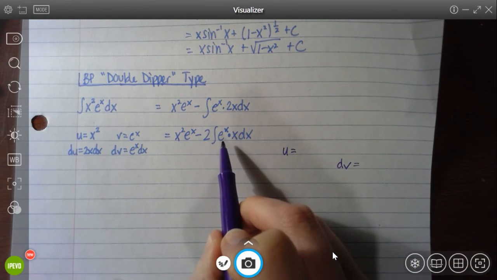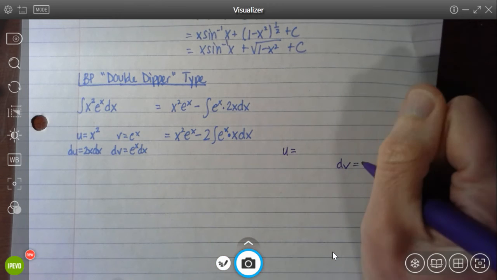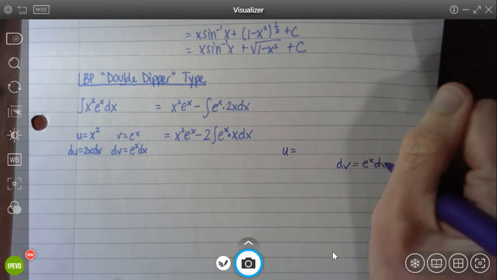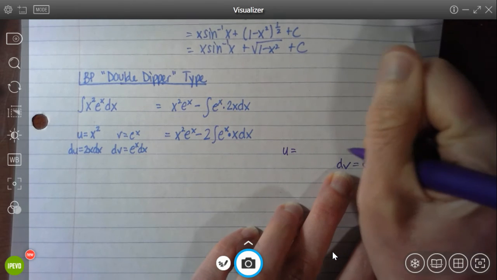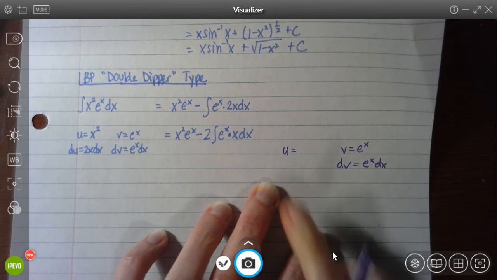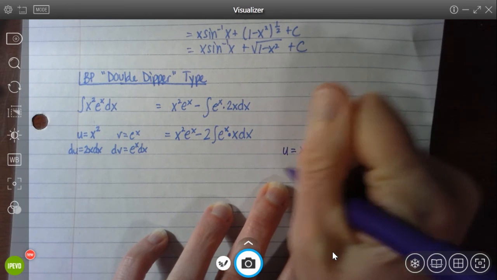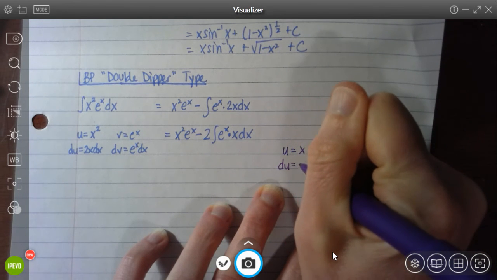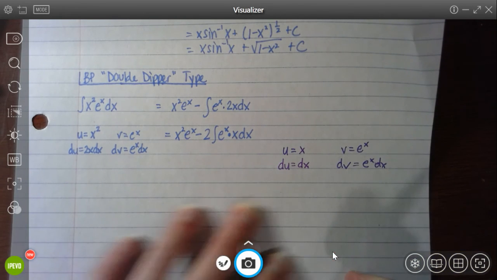Again, the e to the x dx is going to be the part that's easier to anti-differentiate. So I'm going to let dv be the e to the x dx, so that would make v e to the x. And I'm going to let u equal x, and the derivative of that would be just 1 dx.